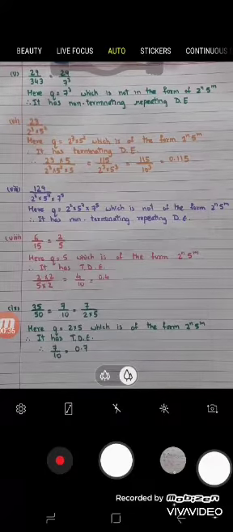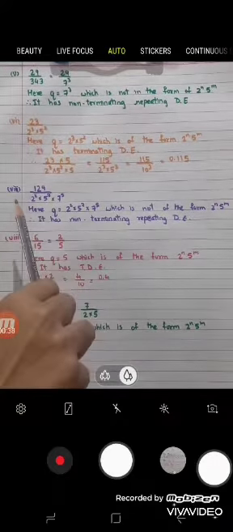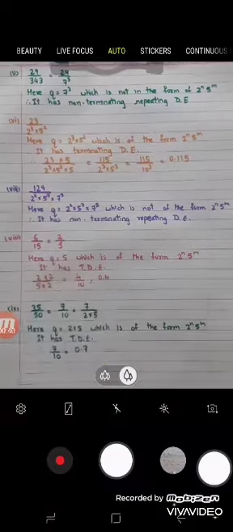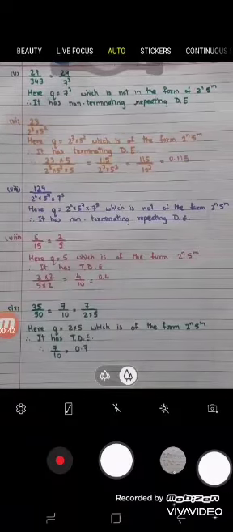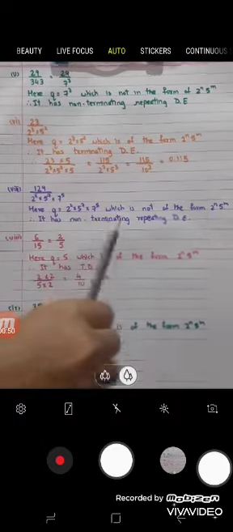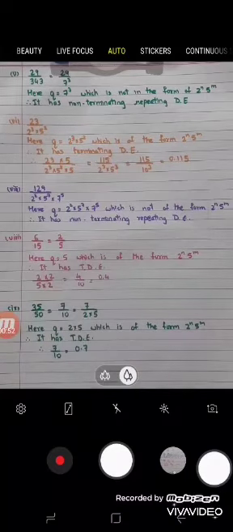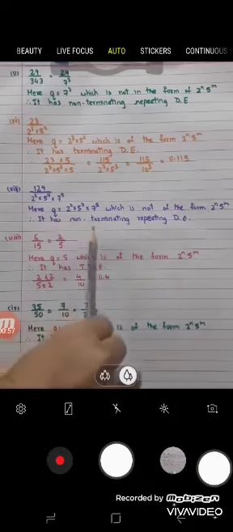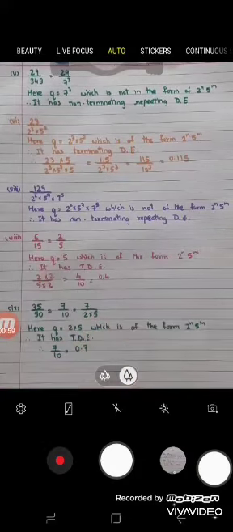Next question, question number 7, 129 upon 2 raised to 2 into 5 raised to 7 into 7 raised to 5. Here you can see the denominator, that is q, is in the form of 2, 5 and 7. Children, here 7 is there. That means q is not in the form of 2 raised to n into 5 raised to m. Therefore, it has a non-terminating repeating decimal expansion.